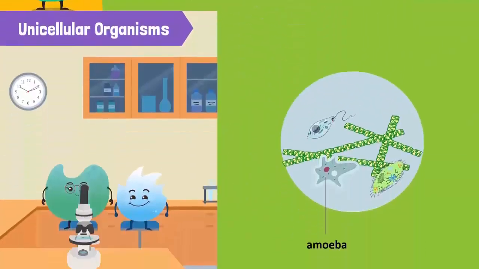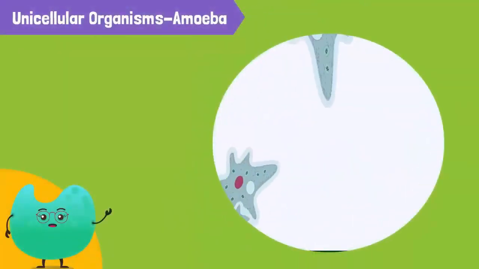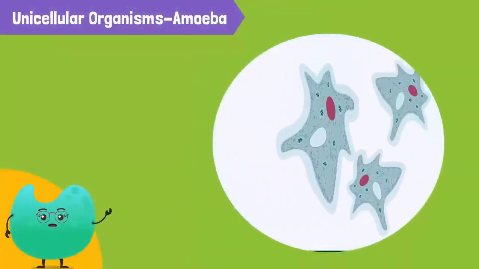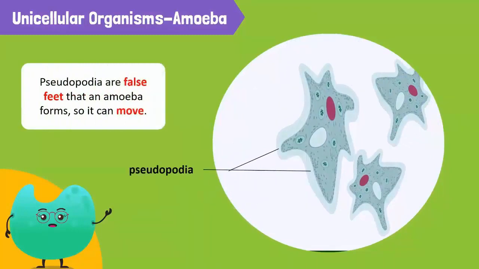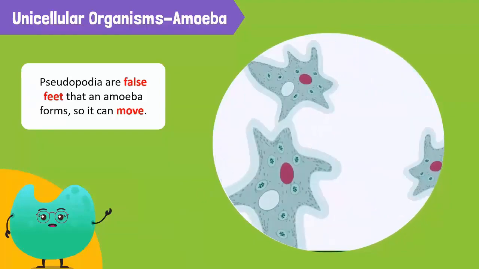This one here is an amoeba. It can change its shape and move with the help of pseudopodia. Pseudopodia are false feet that an amoeba forms so it can move. Look, can you see it?